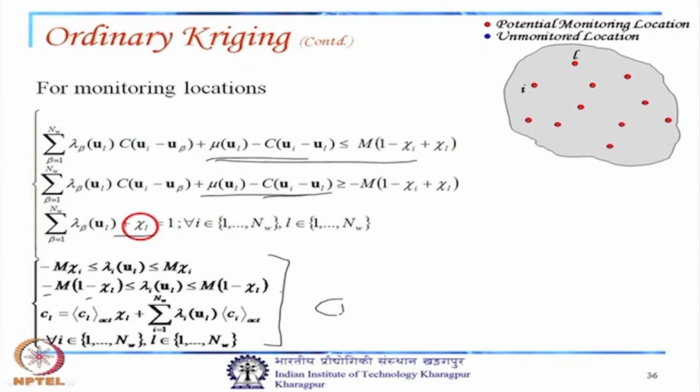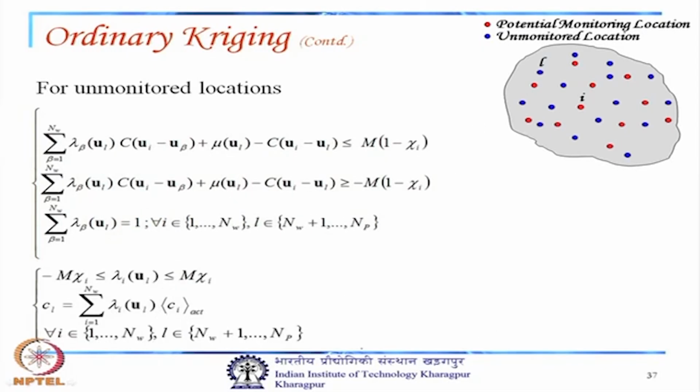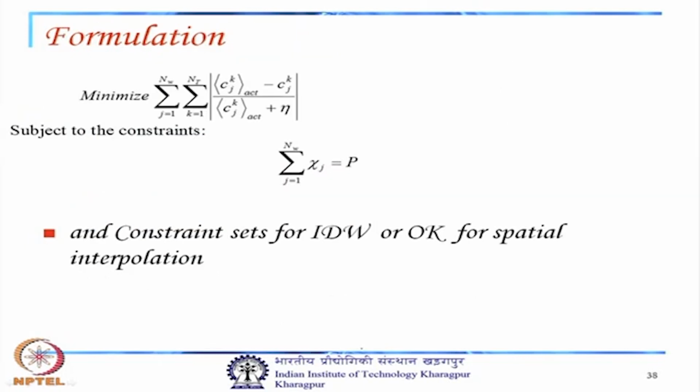So we can use this as constraints for our optimization problem, and we finally get these constraints. These are basically spatial constraints. In the case of IDW, we have seen we got a set of spatial constraints. These are spatial constraints for our optimization problem related to groundwater monitoring. Now, in the formulation, this is the actual value, this is the estimated one, and the actual value is divided, plus this is eta.